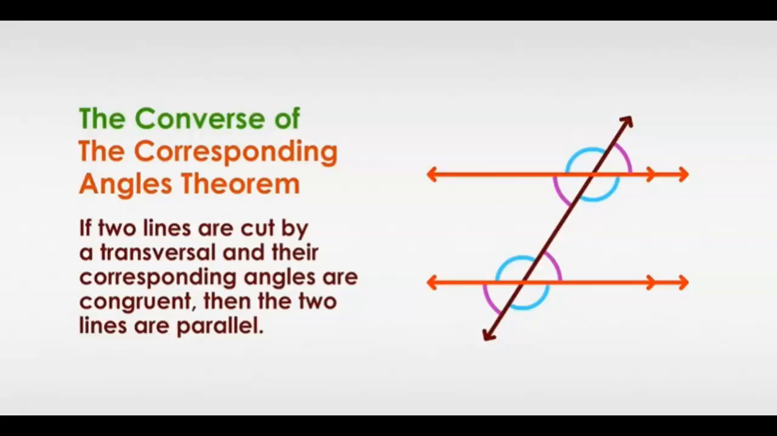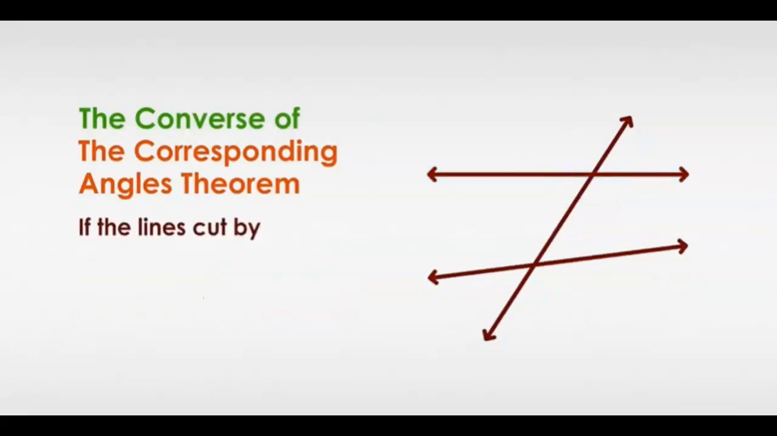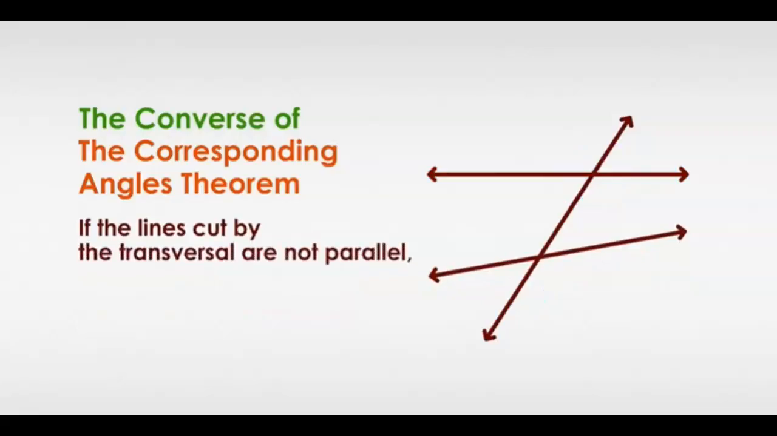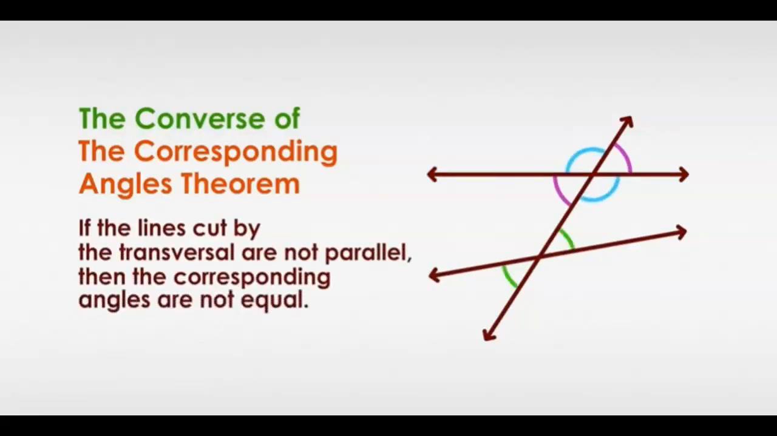Since the corresponding angles are shown to be congruent, you know that the 2 lines cut by the transversal are parallel. If the lines cut by the transversal are not parallel, then the corresponding angles are not equal. They are just corresponding angles, not congruent corresponding angles.